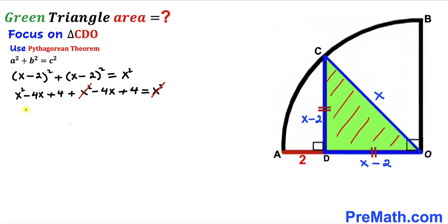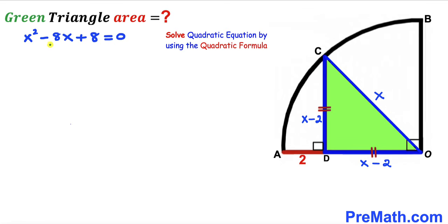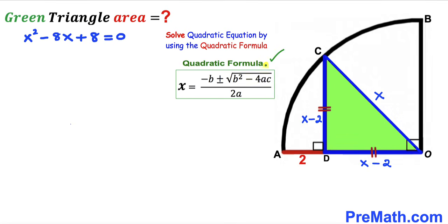Now let's combine the like terms. We get X squared minus 8X plus 8 equal to 0. Thus we end up with this quadratic equation: X squared minus 8X plus 8 equals 0. We are going to solve it for X by using the quadratic formula. Here our coefficient a equals 1, b equals negative 8, and the constant c is positive 8.